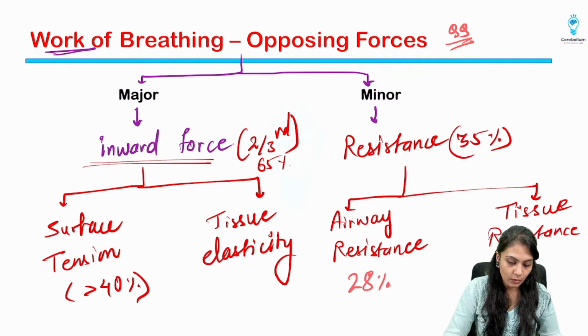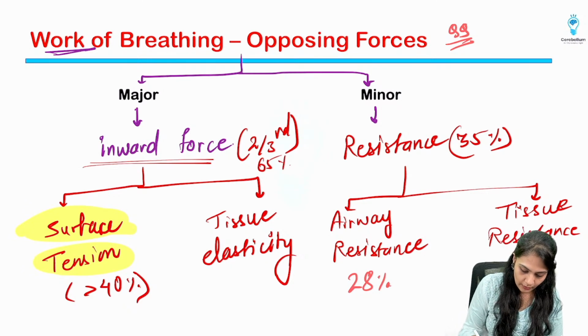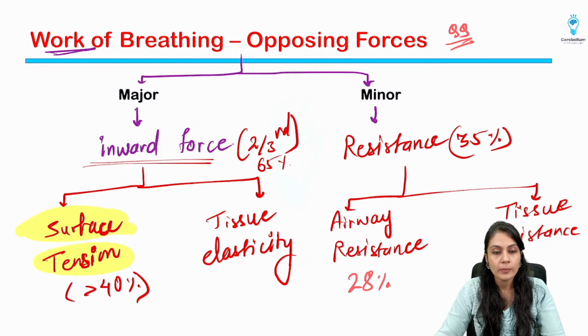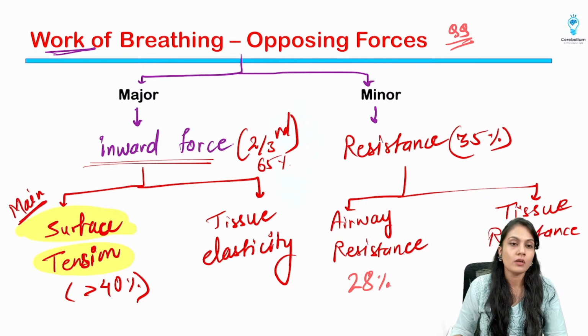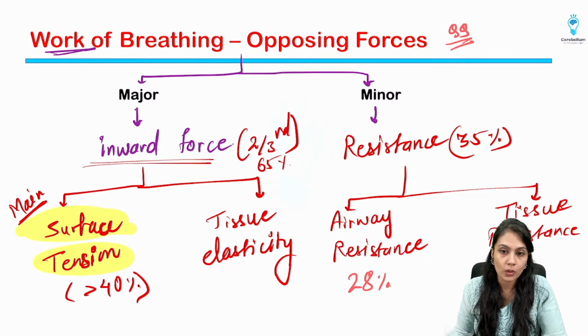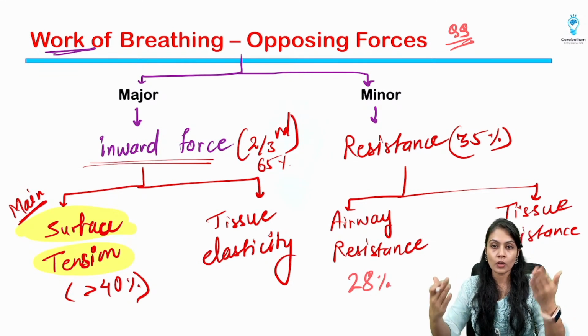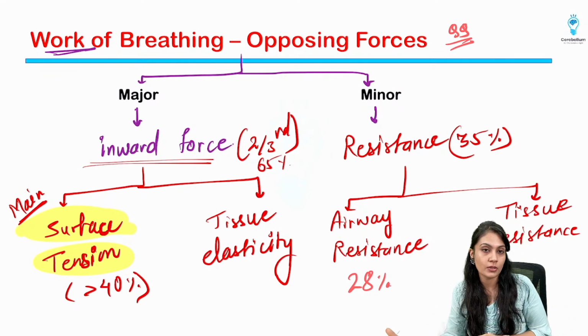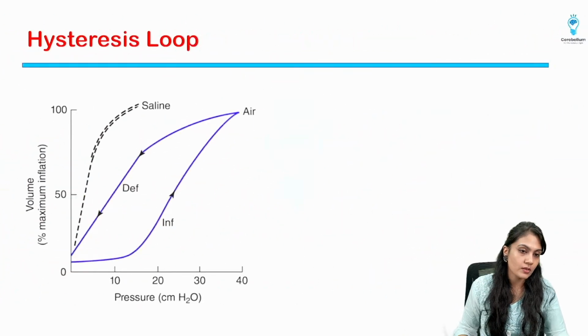Who is going to be the cause against which we have to work maximally? This is going to be the surface tension, and thanks to the surfactant, our work done is a little bit reduced and we can work against that. So surface tension is going to be the main cause over here, the main one against which we have to work, right? If the surfactants are not there, again the surface tension will be much more, even more than 60%. So we have to work more and more to overcome that resistance.